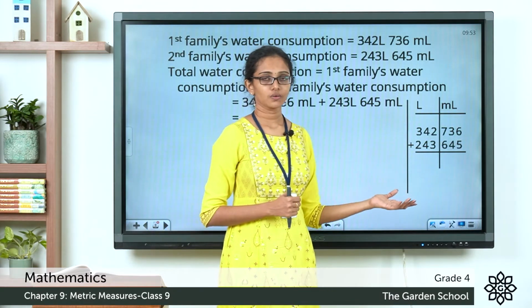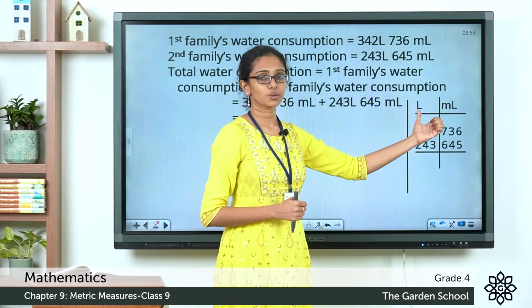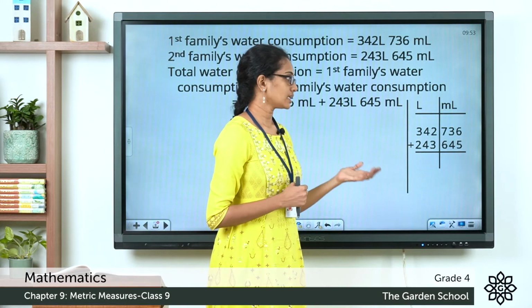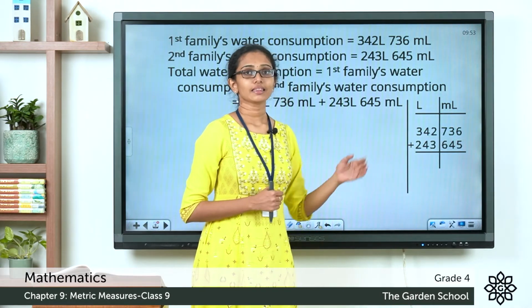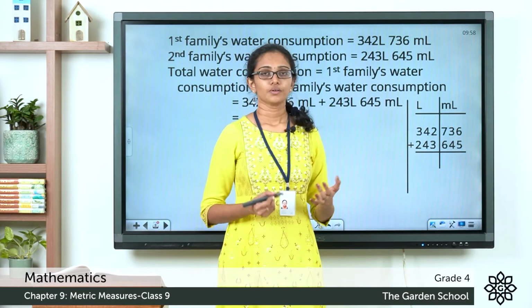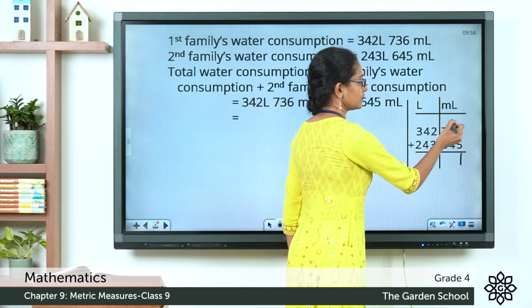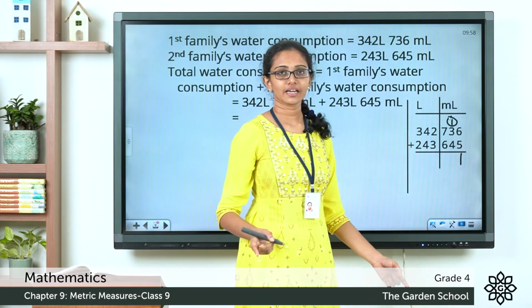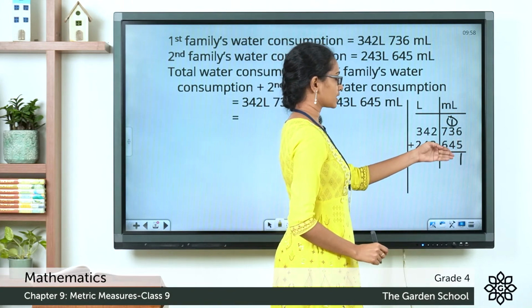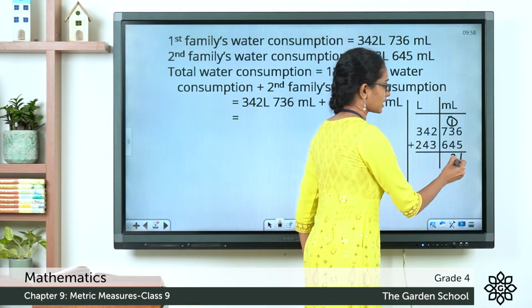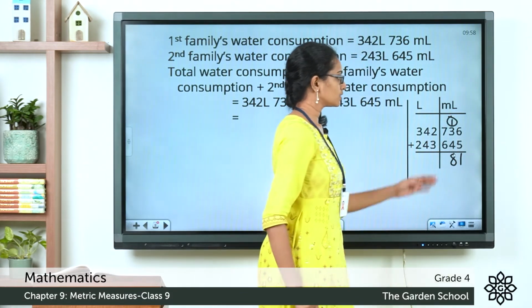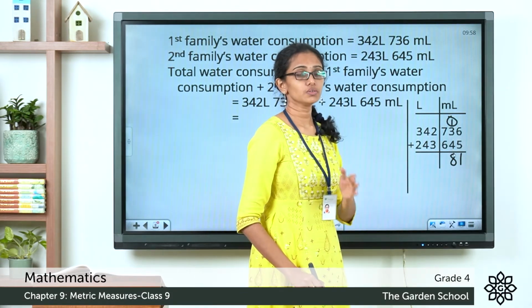So which is the smaller unit? Milliliter. The greater one is the liters. So let's start adding the milliliter column first. Here we have 6 plus 5, which is equal to 11. 1 here, I carry over to the next place. Now 3 plus 4 equals 7 plus 1, 8 here. Now here we have 7 plus 6, which is equal to 13.